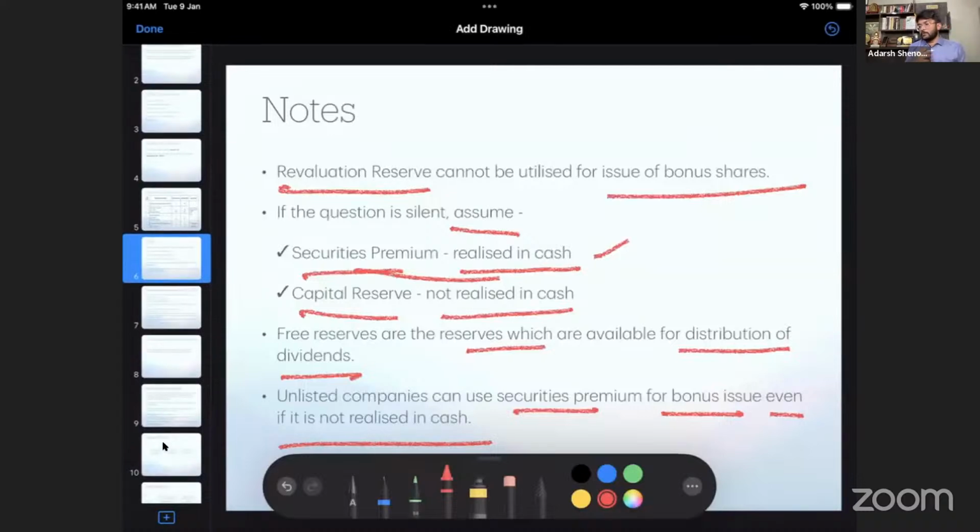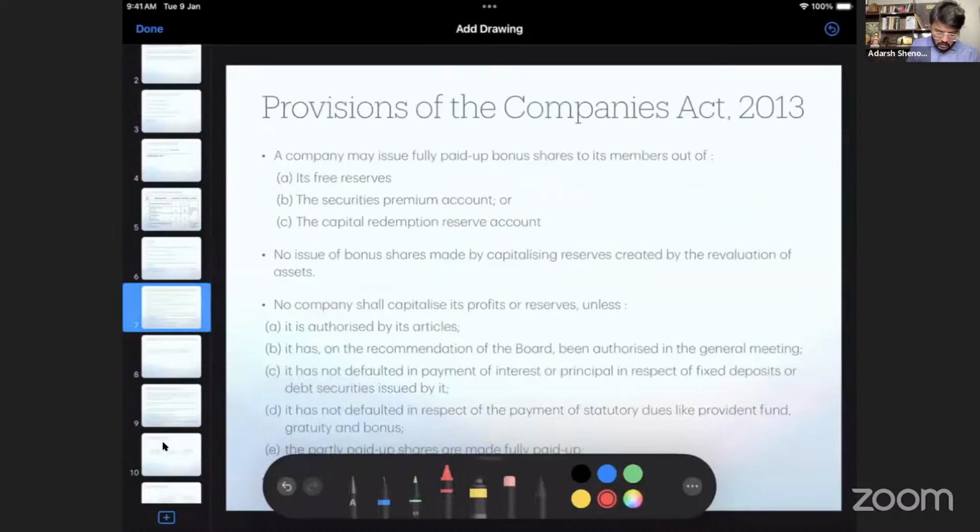Now, the provisions of the Companies Act we will go through once quickly. The provision of the Companies Act is Section 63. I have already discussed Section 63 in different ways with you, but we'll just go through the bare law once, what the Act says directly. We will read once. A company may issue fully paid bonus shares to its members out of its free reserves, securities premium account, and capital redemption reserve account. No issue of bonus shares may be made by capitalizing reserves created by revaluation of assets. So you can't use revaluation reserve for issue of bonus shares.